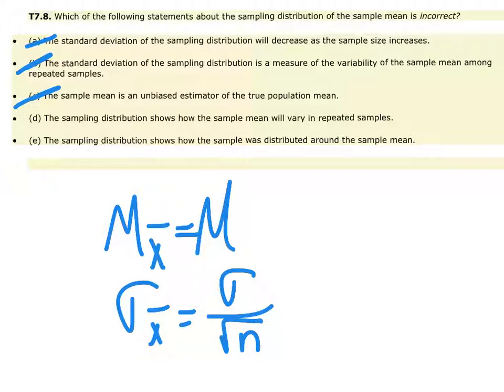By default, the only other answer technically would have to be E. That would have to be the incorrect one. It says here, the sampling distribution shows how the sample was distributed among the sample mean. This is absolutely incorrect because they say among or around the sample mean. It's not about one sample, it's about many, many samples of the same sample size.